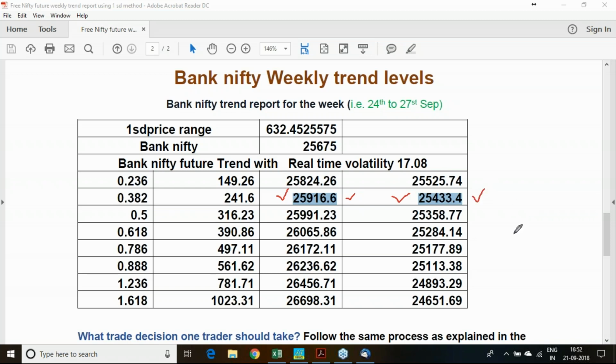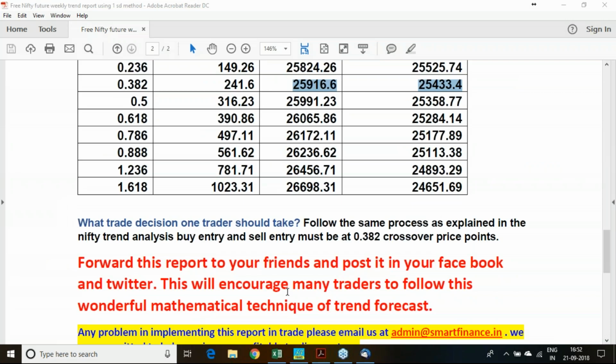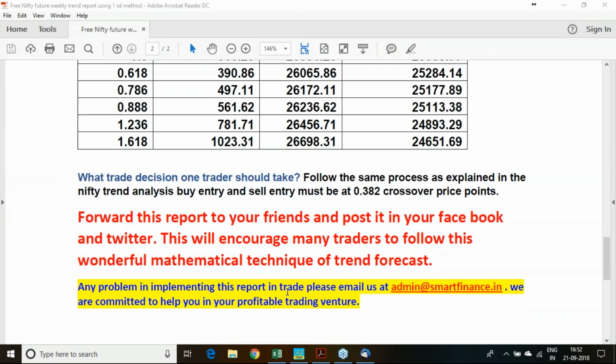If it is falling below 25,433, sell the Bank Nifty future along with the 25,400 call. So hedging is a must, and you will get to know the hedging benefit when the market becomes much more wild. If you follow this process for trading, your trades tend to become highly successful.